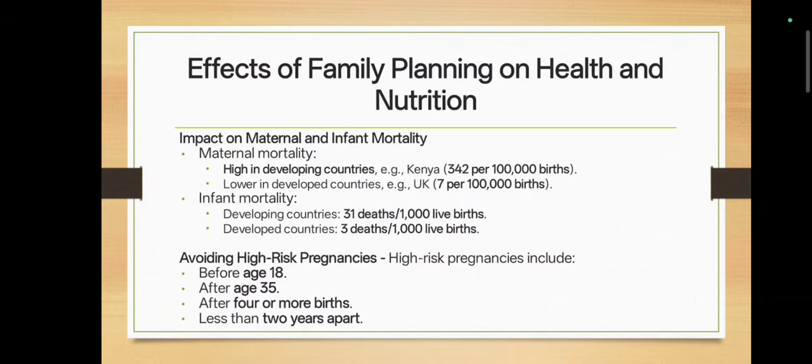Pregnancies after age 35 carry risk of hypertension and genetic disorders. Having more than 4 births increases maternal exhaustion and complications. Closely spaced pregnancies less than 2 years apart lead to poor maternal recovery and low birth weight in infants. Family planning helps prevent these risks, ensuring healthier mothers and children.